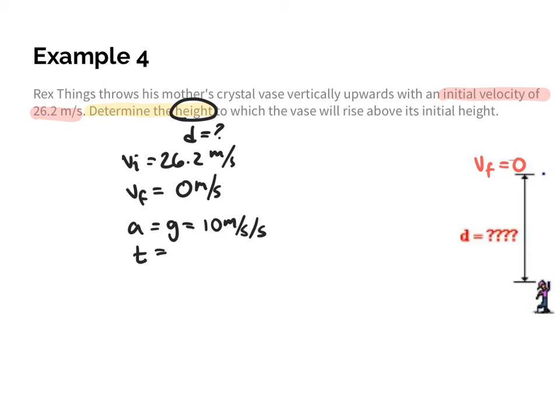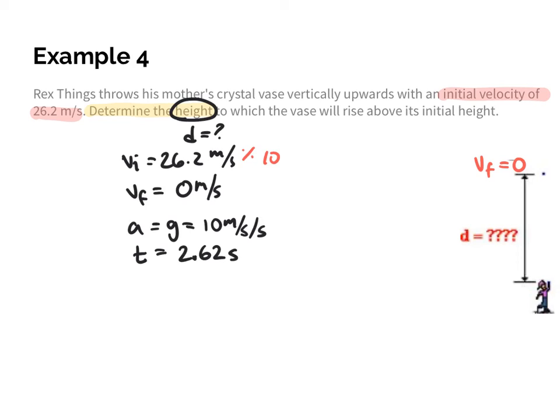Another thing we talked about is time. Even though I don't explicitly tell you what the time is in this problem, we do know that every second, based on this number right here, it's going to lose 10 meters per second of speed. So if it starts off with 26.2 meters per second, if I just simply divide this number by 10, I know it's going to take 2.62 seconds to get to that maximum height.